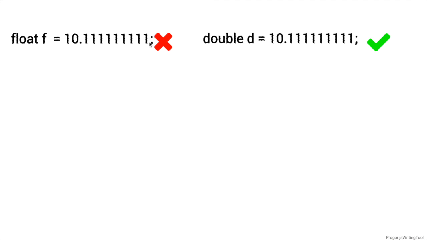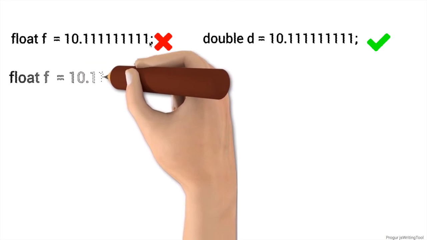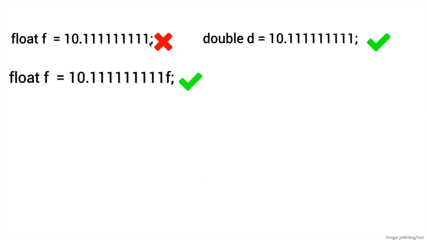Now look at the following code. Float f equal to 10.111 up to 9 times, ending with an f. So this code is absolutely valid because you're specifying to the JVM that you want to store a float value, and you are storing it within a float type. Alright, so this piece of code is absolutely valid.